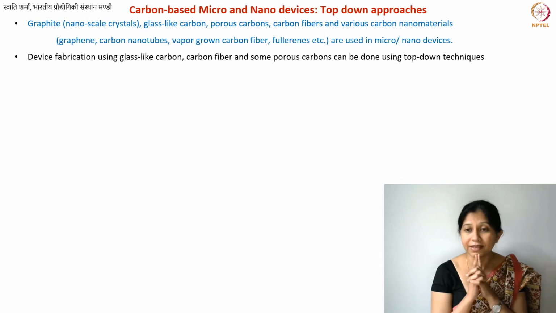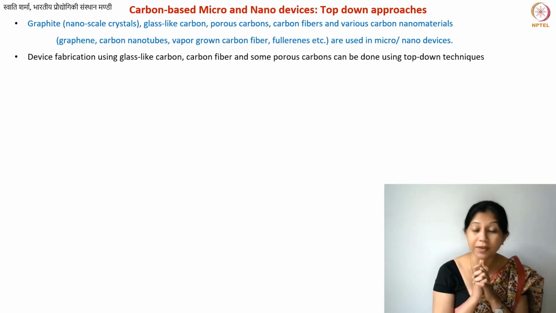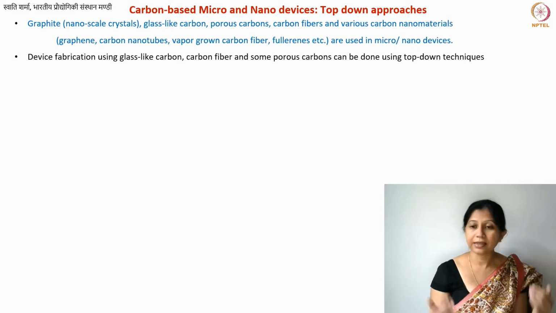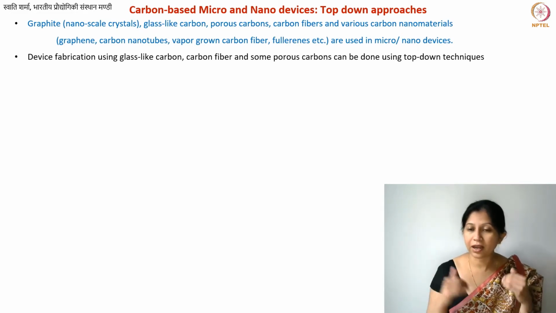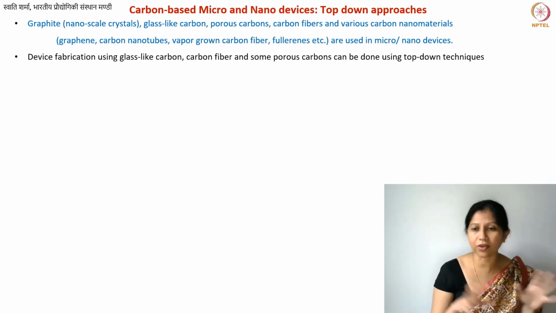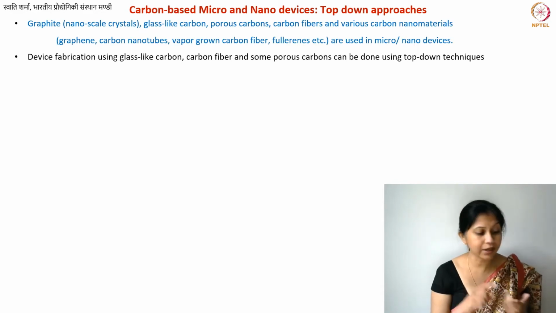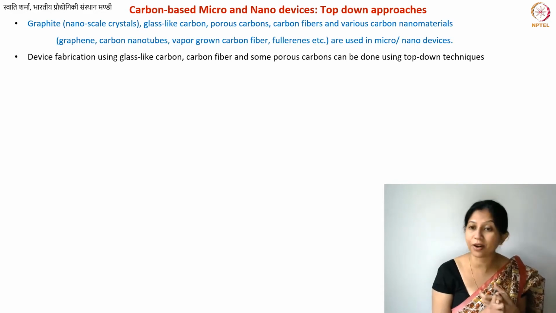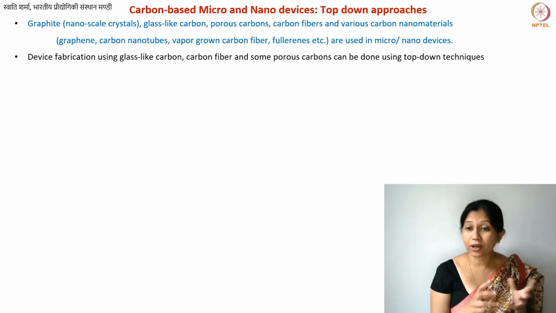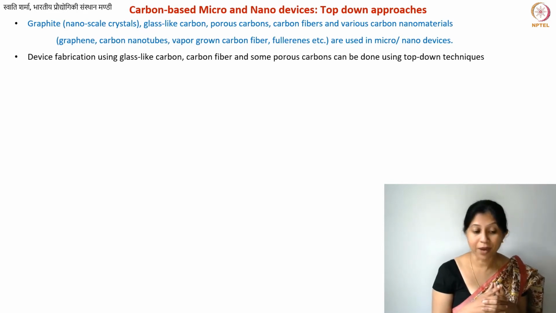So the title of this slide says that these are going to be top-down approaches that we are going to discuss in this lecture. Top-down approach is your photolithography followed by carbonization, or any lithography followed by carbonization. Another top-down technique, if you can think of, well, if you can use carbon fibers in your micro nanoscale devices.